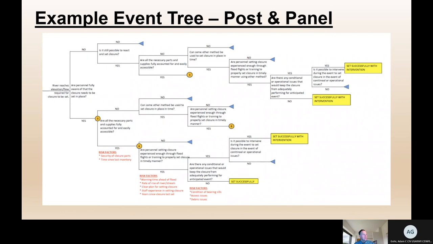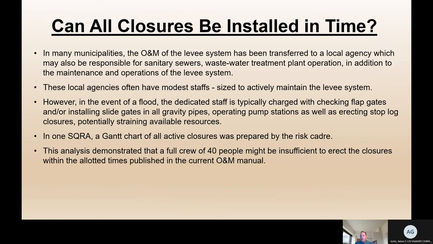Here's an event tree for post and panel. This is an example where multiple nodes involve human responses, and there's no node on this particular event tree where a properly installed closure fails, but that can obviously be added for closures with damaged embedded components. So that's the big question: can all the closures be installed in time? And I think it's the most important question.